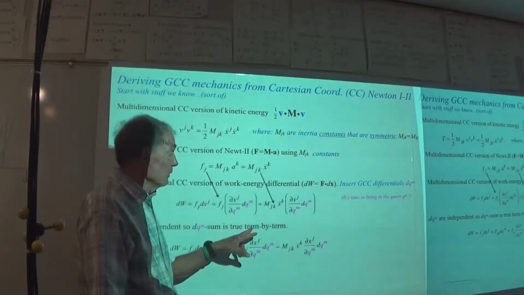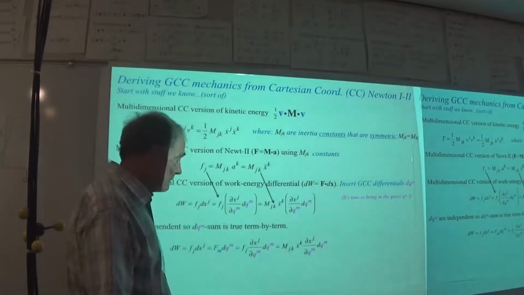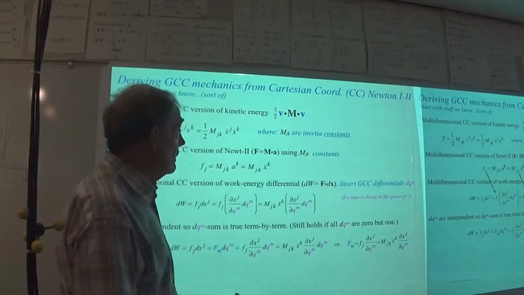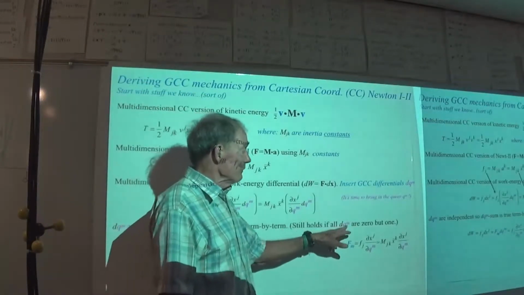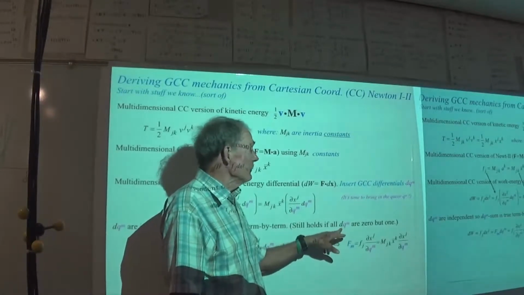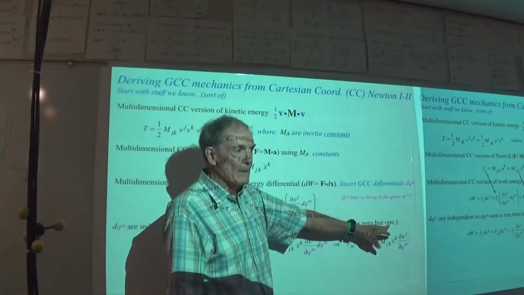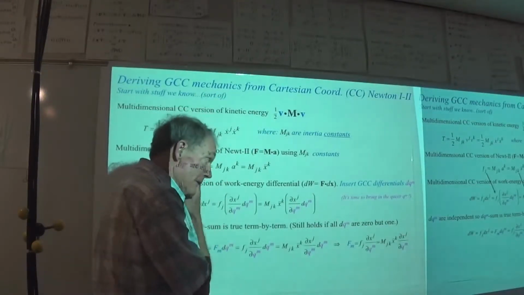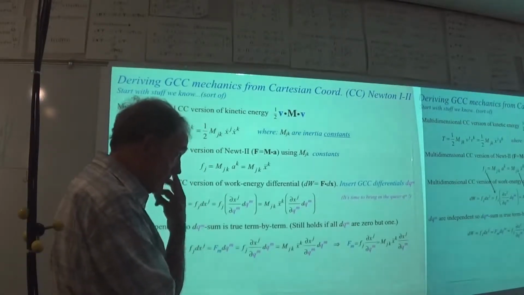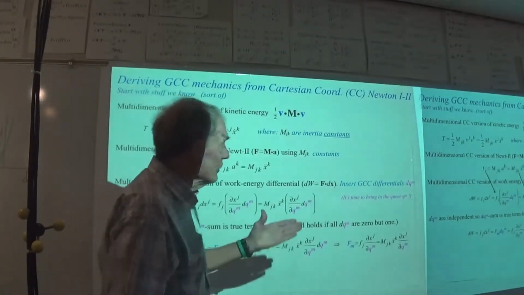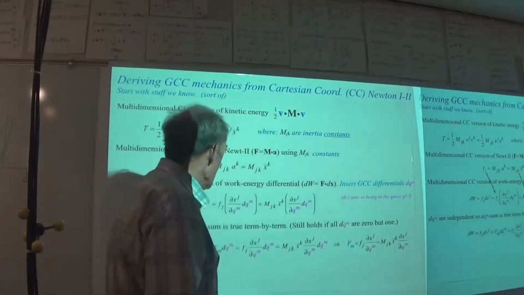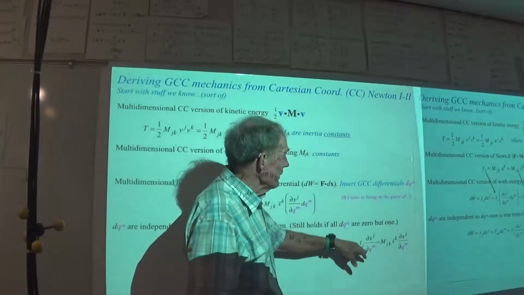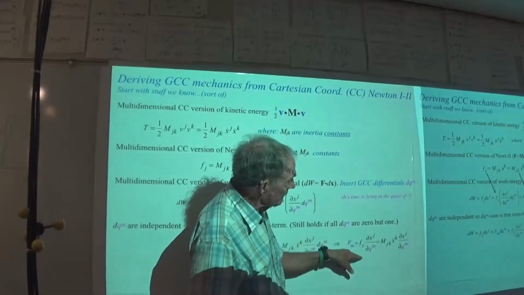This sum is true term by term. Now what I mean by that is, and I'll just state it right here, it still holds if all of the differentials, because these are independent, you see, I can set them all to 0 except for the one I'm interested in. So therefore, I can just drop having to do the entire sum. I can pick a particular m and just write it like that. That would be what we would call a generalized force right there. And it's a weird kind of Jacobian transformation of the Cartesian force vector.